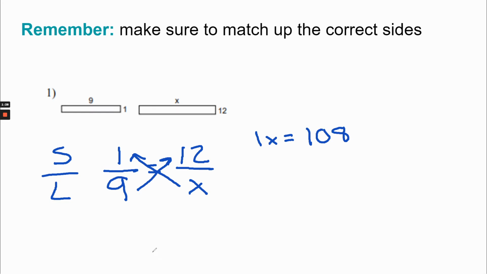It's important to note that the pictures aren't always drawn to scale. What that means is, just because the rectangle doesn't look like it's 12 times as big, we need to base our answer on the numbers. So it did get 12 times as big based on the numbers, but the picture doesn't always show that.